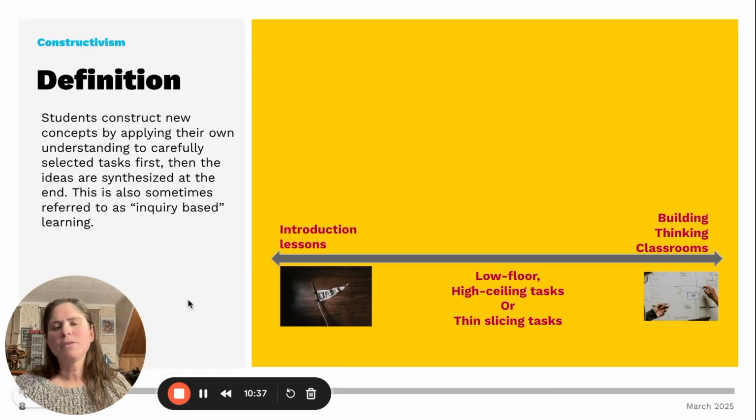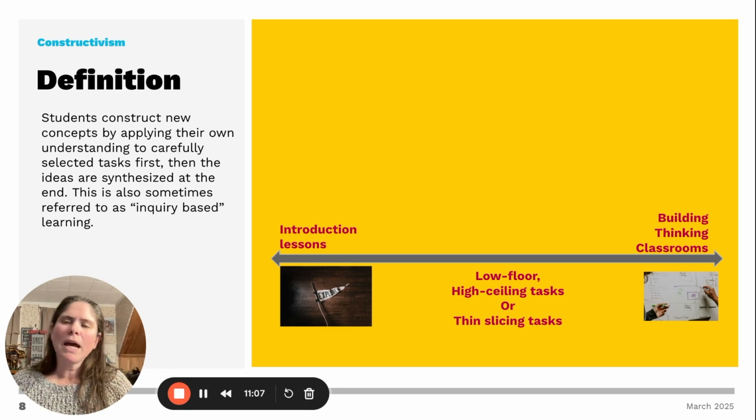So, with constructivism, the student constructs new meaning by applying what they already know to new tasks. Those tasks are carefully selected by the teacher to guide the student into some new ideas. And then, after the students have explored, those new ideas are synthesized at the end of the lesson. And that's where your learning objective is really brought to life for your students.